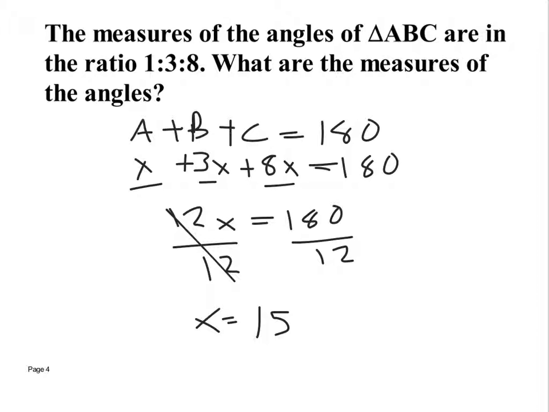Now, it says find the measures of the angles. Does it just say find measure of angle A? Or does it want all of the angles? It wants all of them. So A, we could say, is 15 degrees.